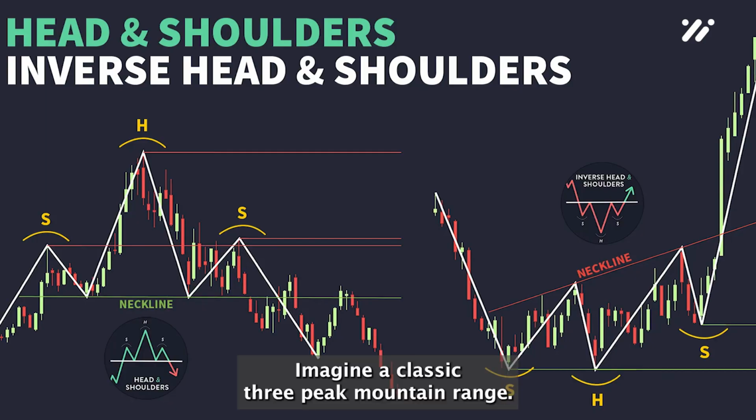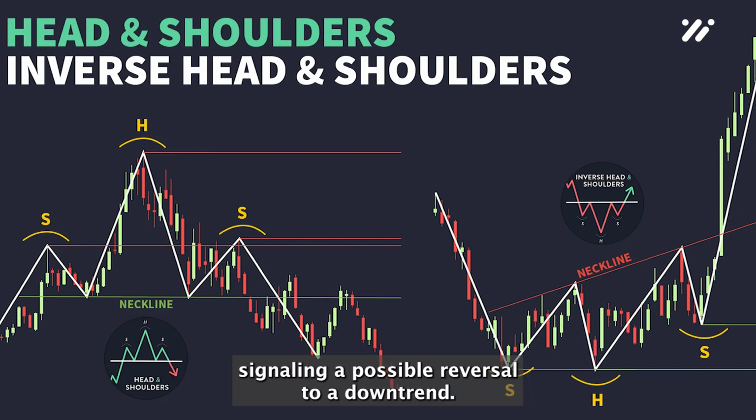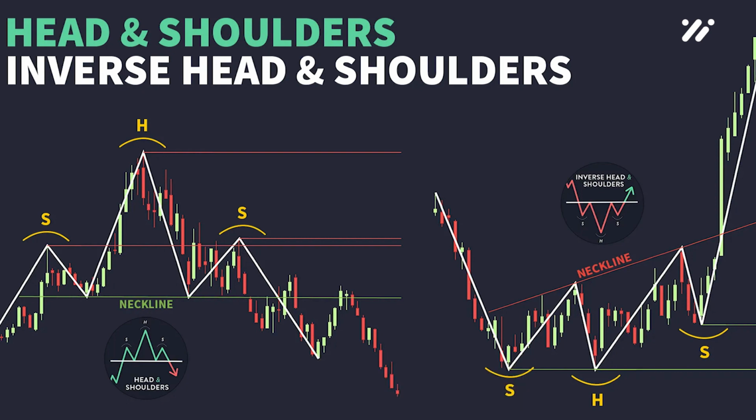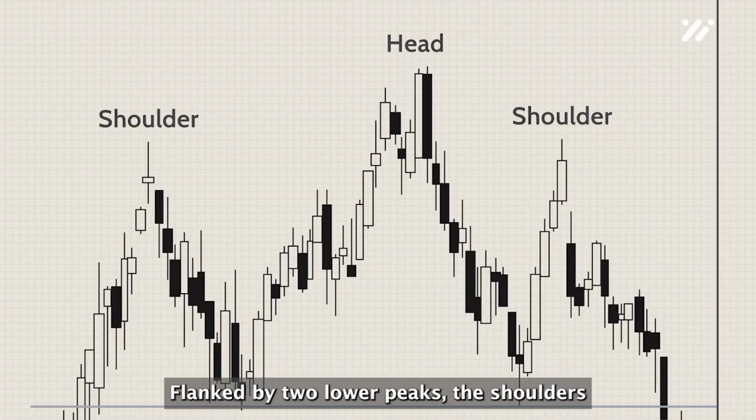Imagine a classic three-peak mountain range. That's essentially the head and shoulders. It appears during an uptrend, signaling a possible reversal to a downtrend. Here's the breakdown. 3 peaks. The middle peak, the head, is the highest, flanked by 2 lower peaks, the shoulders.